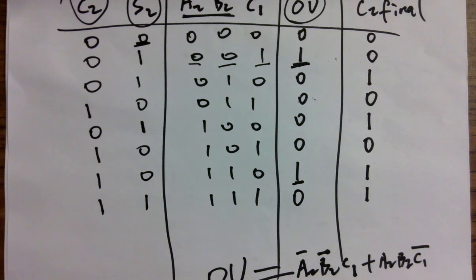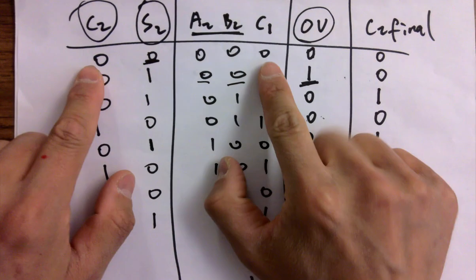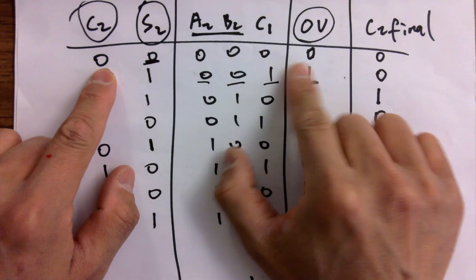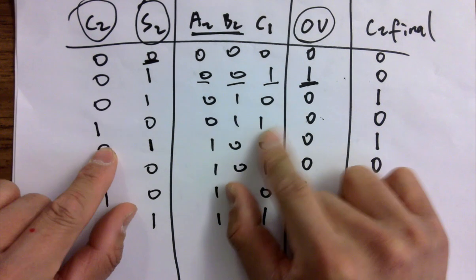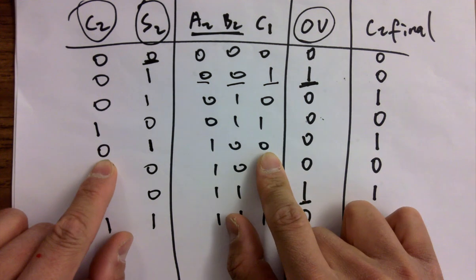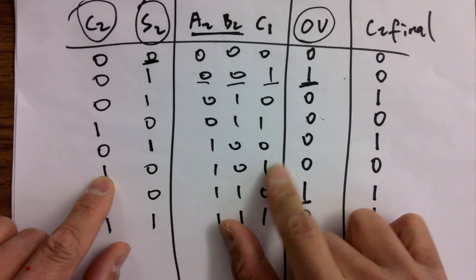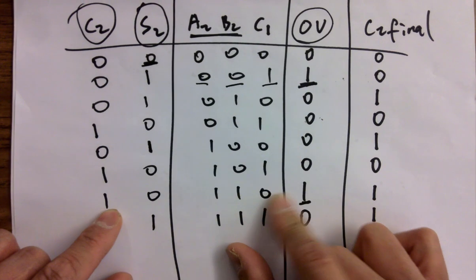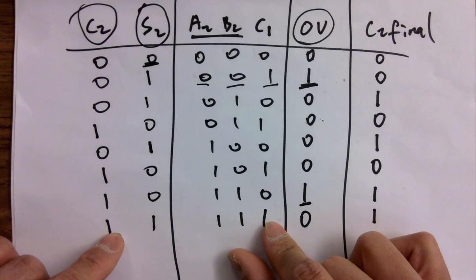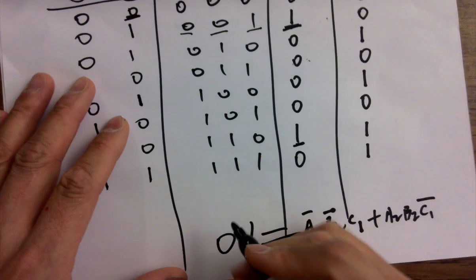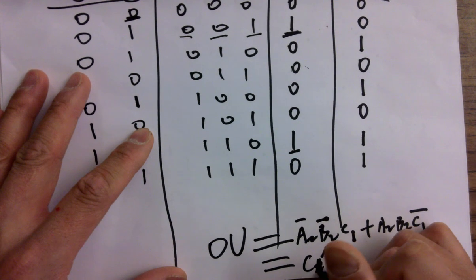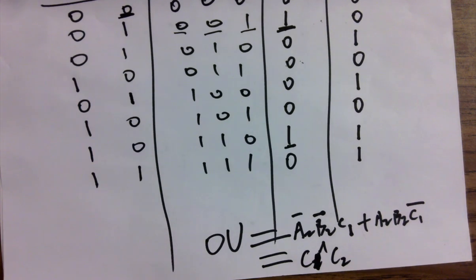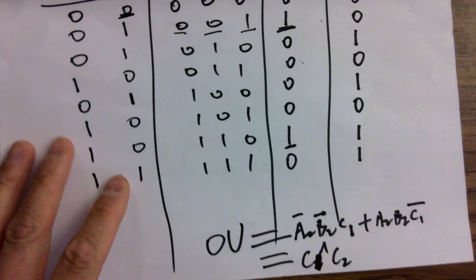XOR, right? It's XOR. Why? See? If C1 and C2 are equal, you get a 0. If they're different, you get a 1. If they're equal, it's a 0. If they're different, it's a 1. So it's basically just the XOR logic. So OV also equals C1 XOR C2. This will simplify the circuit a lot.